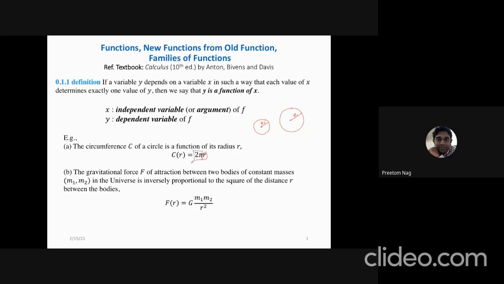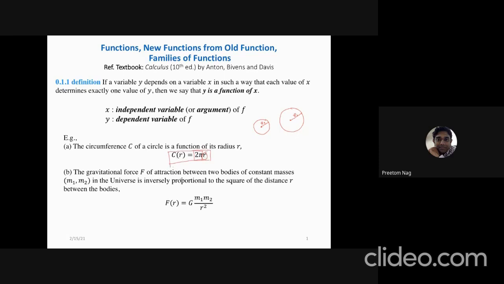Now circumference of a circle always depends on the radius of the circle. That's why we can see there is a functional relationship between circumference of a circle and the radius of a circle. So the radius to bigger hoy, circumference to be larger hobe, radius to smaller hoy, circumference to lower hobe.